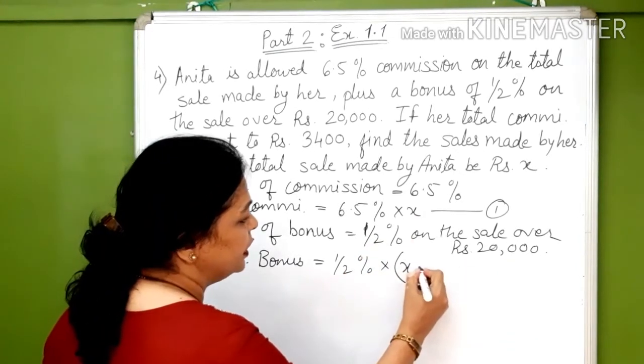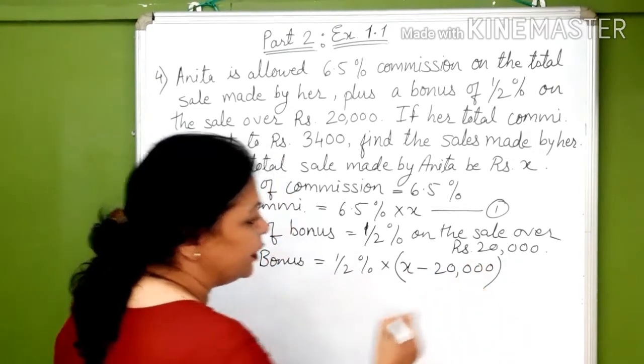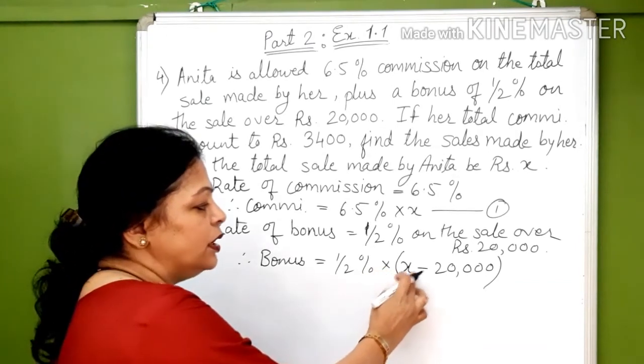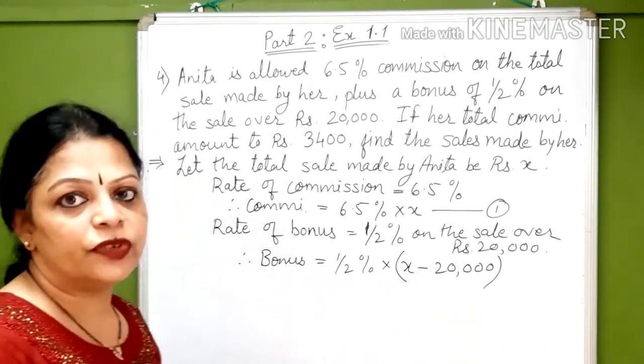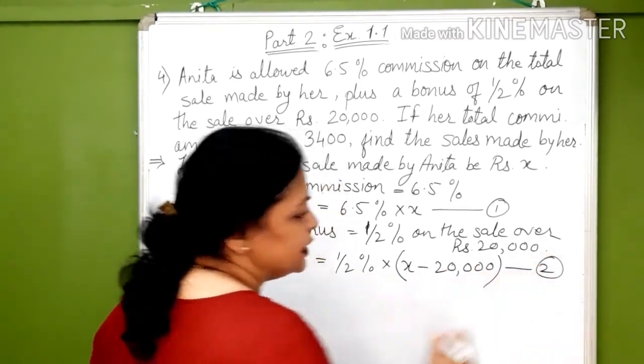just like how we did in the first sum, in the second sum I think. The sale over 50,000 it was said. So over here it is over 20,000. So from the total sale we will subtract 20,000. So this is the bonus that Anita gets.